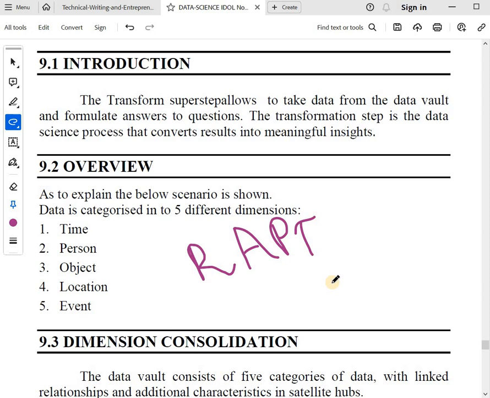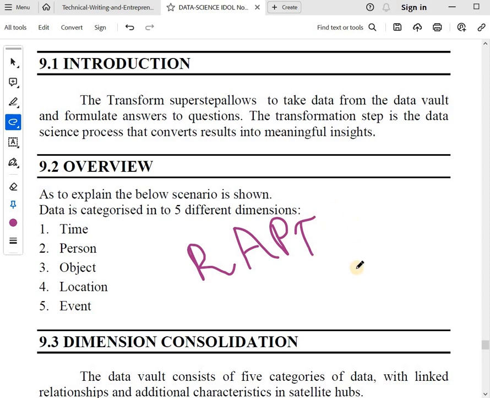So, transform superstep will not consider the complete data from the data world. It will take a subset of data. Okay, you may have a lot of data in the data world, and you will take out from it what you need to get answers to your question. Are you getting this? Yes.